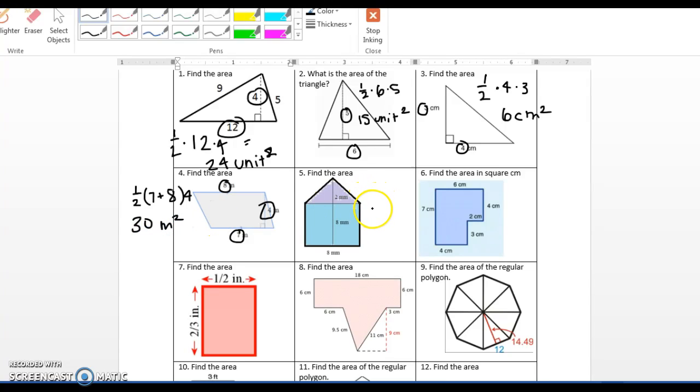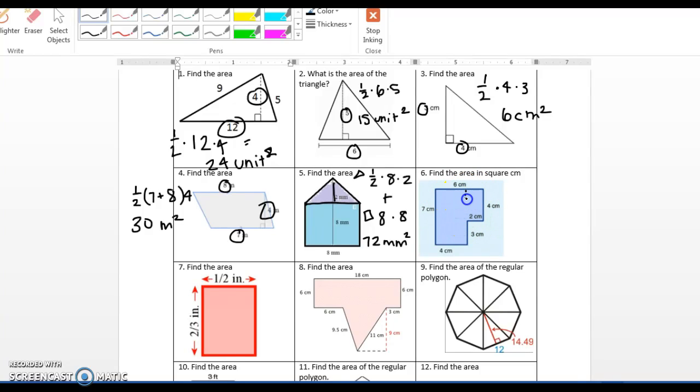Number 5, now we're doing composite shapes. Up here we've got a triangle, which is 1/2 base, which is 8 millimeters, times height, which is 2, plus the rectangle, which is base 8 times height. Multiply, add, and you get 72 millimeters squared. Number 6. Again, this is composite.